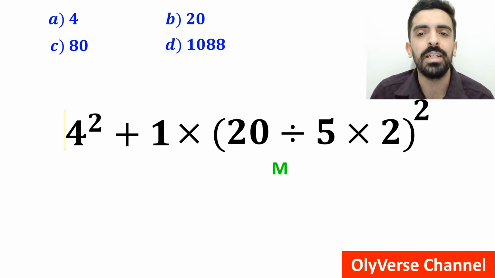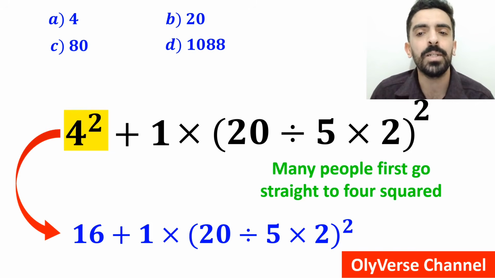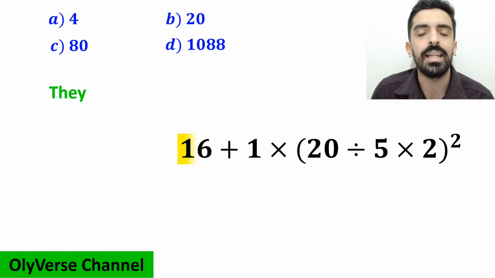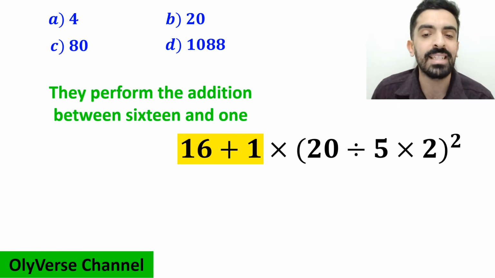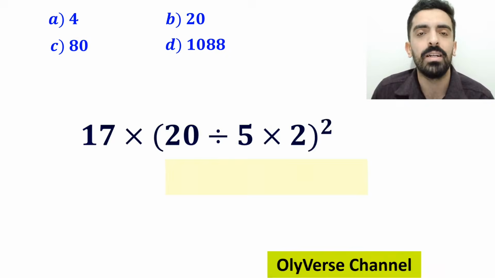To solve this question, many people first go straight to 4 squared and simplify this expression to 16 plus 1 multiplied by 20 divided by 5 times 2 inside the parentheses and all the square. In the next step, they perform the addition between 16 and 1 and write this expression as 17 multiplied by 20 divided by 5 times 2 inside the parentheses and all the square.